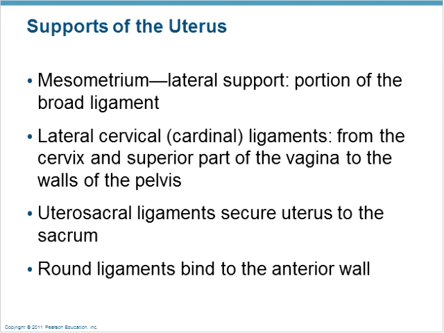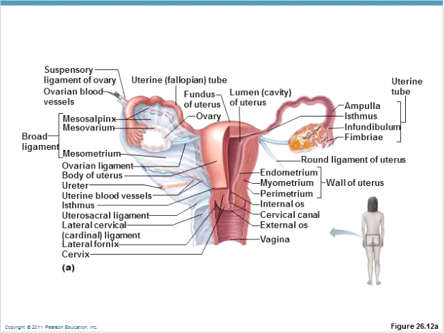The mesometrium is lateral support, a portion of the broad ligament. The lateral cervical cardinal ligaments extend from the cervix and superior part of the vagina to the walls of the pelvis and help to support that uterus, and finally the uterosacral ligaments secure the uterus to the sacrum. The round ligaments bind to the anterior wall. So you see the supporters include the mesometrium, the lateral cervical cardinal ligaments, the uterosacral ligaments, and finally the round ligaments. And you get a feel for all of those as you look through this chart.